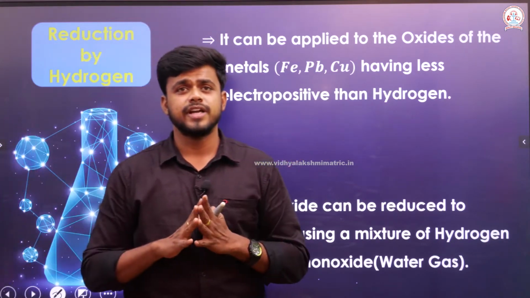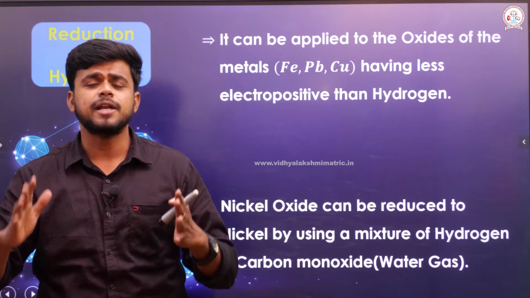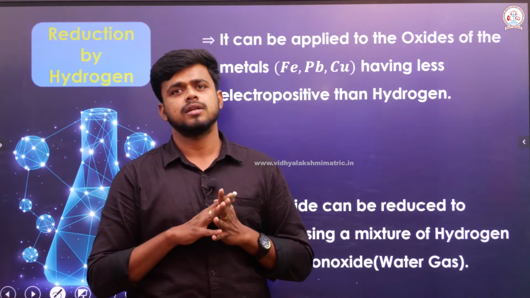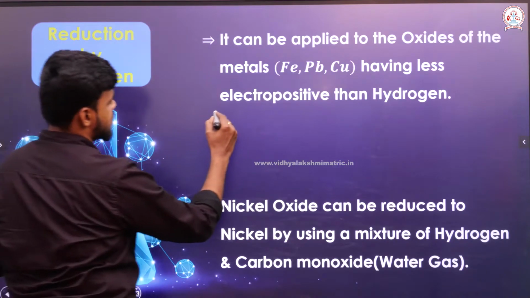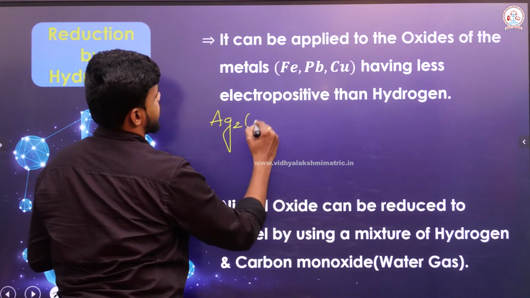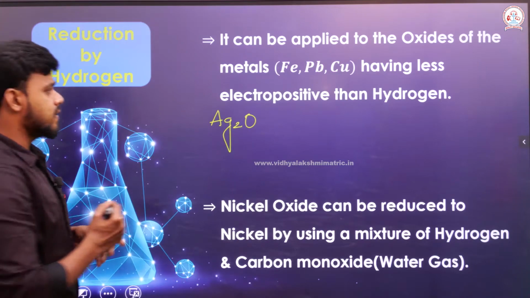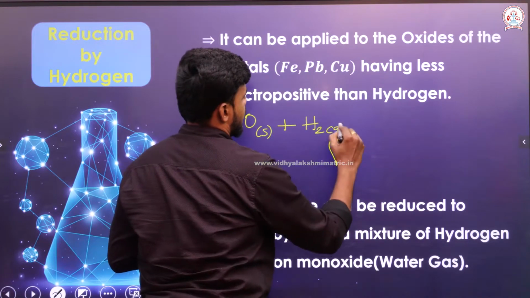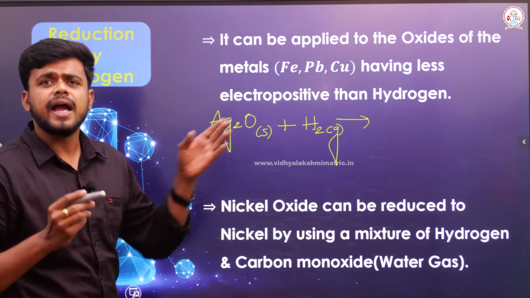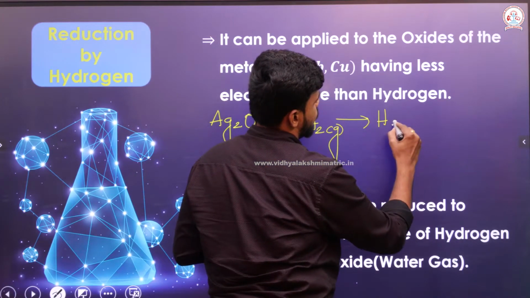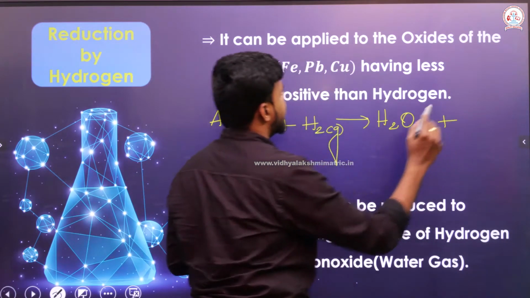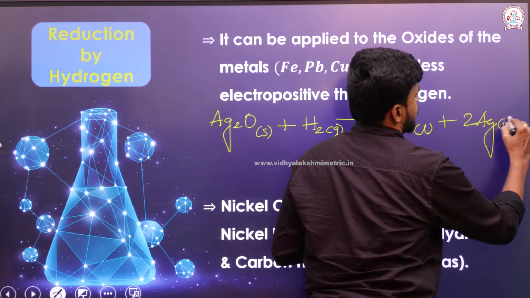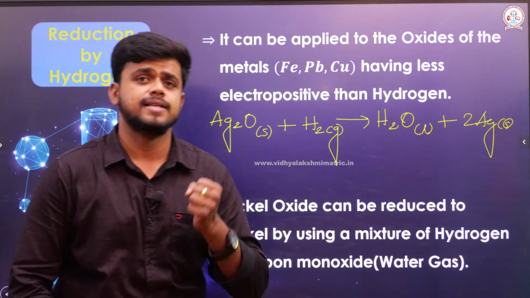Now we find that hydrogen can reduce the metal oxide in which the metal is less electropositive than hydrogen. Let me take an example, silver oxide, Ag2O. If this Ag2O is treated with hydrogen, what is actually happening here? Hydrogen will take up the oxygen and go as H2O. Thereby, I am able to get 2 moles of metallic silver in the solidified form. So, this is an example.